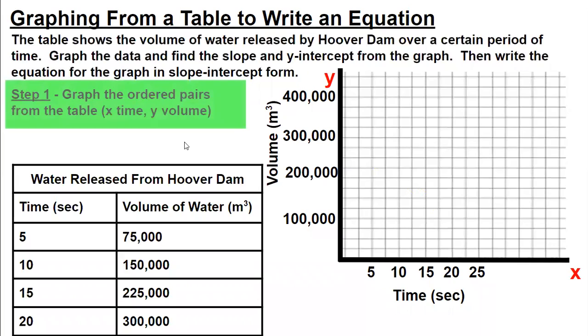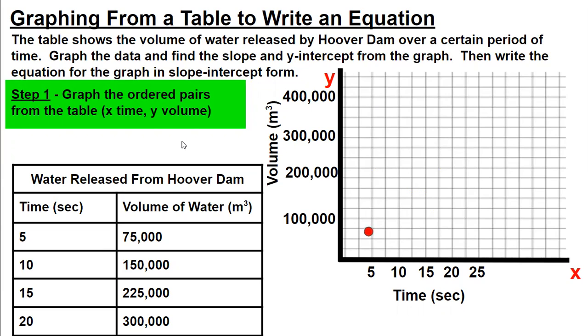So step 1, we're going to graph the ordered pairs from the table. Don't get confused because it's left to right now instead of up and down. Time is your x, that's your independent variable. Time never depends on something else. It's always the x, independent. And the volume of water depends on how much time has passed. Notice how that's a lot of water every second, isn't it? Look at that. For 5 seconds, 75,000 meters cubed of water is going to pass over the Hoover Dam. So let's plot these points.